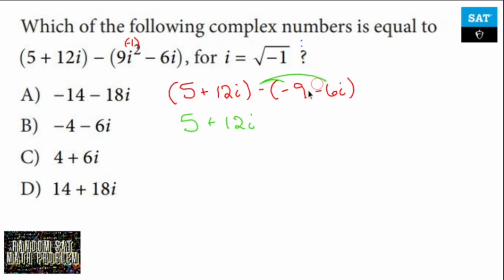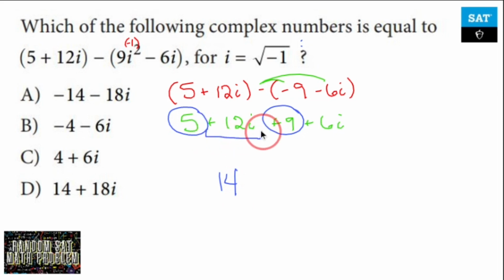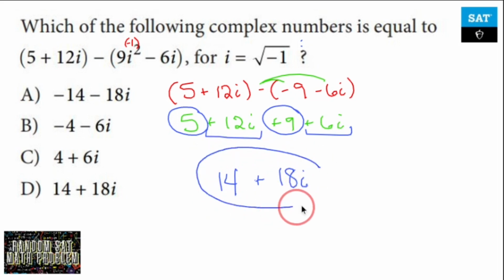However, a negative in front of a parentheses has you distribute the negative, or flip the sign of everything inside the parentheses. Negative negative 9 is positive 9. Negative negative 6i is positive 6i. Now we combine like terms. Let's get the real numbers out of the way because that's the order they wanted. 5 plus 9 is 14. 12i plus 6i is 18i. There you go.